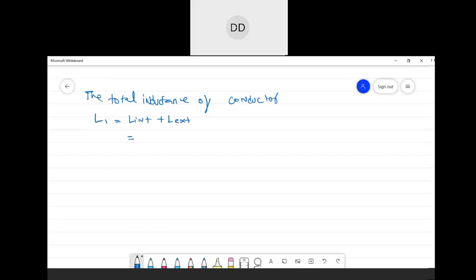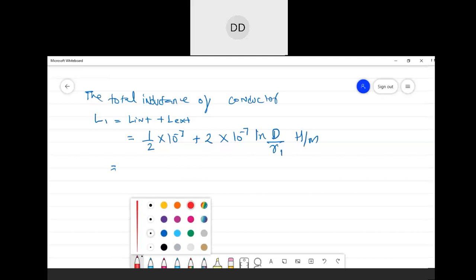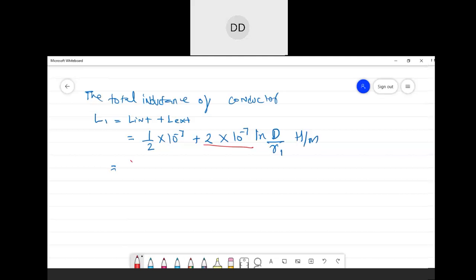L internal we saw was equal to half into 10 power minus 7 Henry per meter, and L external we just now saw is 2 into 10 power minus 7 ln of D by R1, Henry per meter. Now, if I do some mathematical manipulation, I take 2 into 10 power minus 7 out.